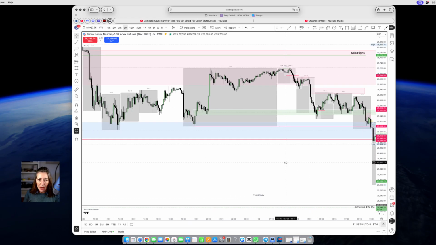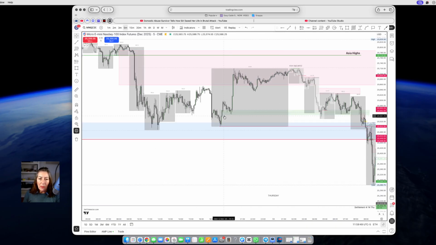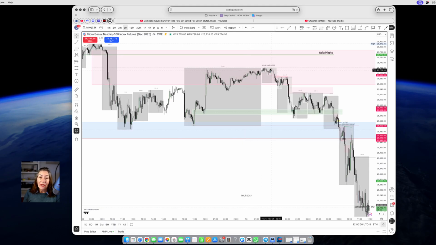So overall, my bias is bearish. So price came up, repriced up into Asia, into the 50% consequent encroachment of this SIBI. Now here's where it got interesting. So I entered, I like to trade London at least a couple nights a week because I find the price action extremely clean and very simple to read.